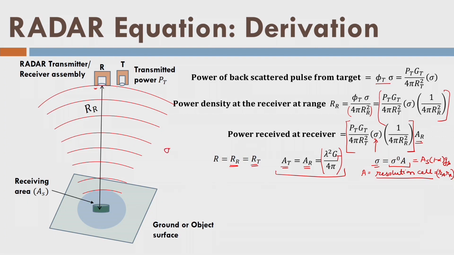The reason is very simple. I have calculated sigma according to the area AS. Now, I want to do the same calculation for the resolution cell, which could be smaller or larger than the AS. If the area of the resolution cell is smaller, then I will take the higher value of sigma 0. So, sigma is equal to sigma 0 into A, and vice versa is also true. I will take a ratio here, sigma 0, sigma, that is radar cross section, divided by the resolution cell.